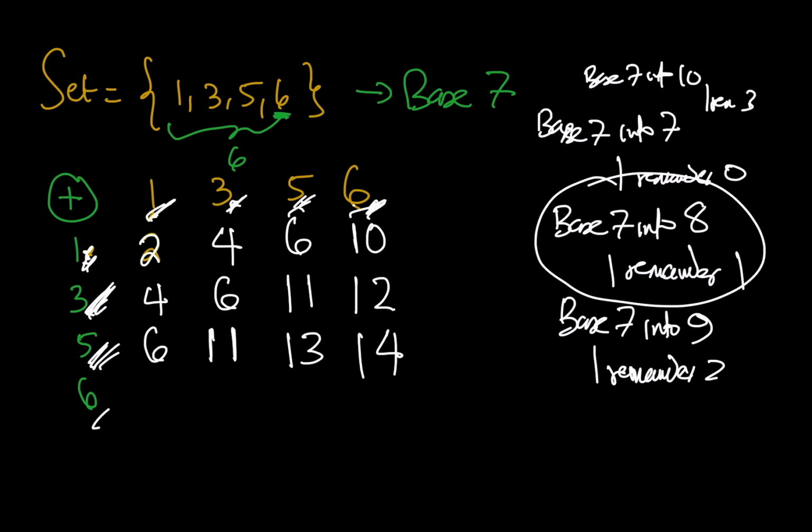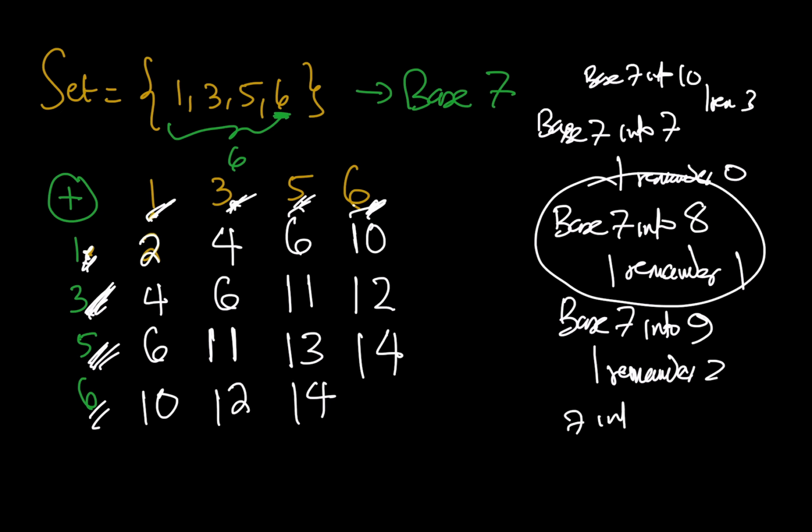Now 6 and 1 is 7. We cannot write 7 because we are working in base 7, so that is 0 remainder, and then 1 on this side. 6 and 3 is 9, which is remainder 2, and then 1. 6 and 5 is 11, which is 1 remainder 4, so 4 and then 1. And then 6 plus 6 is 12.